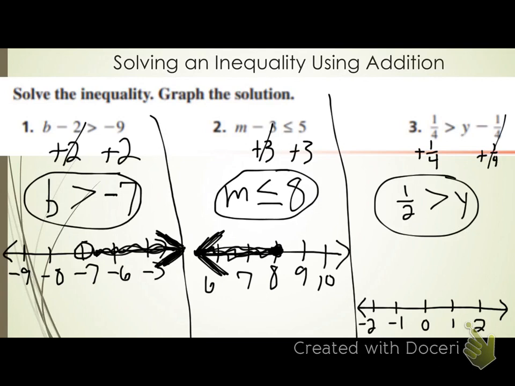Open or closed circle on 1/2? Open. Where is 1/2 on the number line? In between 1 and 2. Not 1 and 2, 0. Between 0 and 1. Halfway between 0 and 1, I get an open circle.